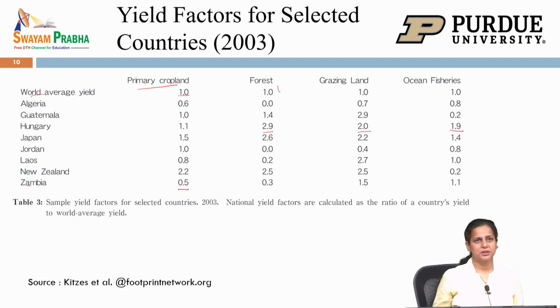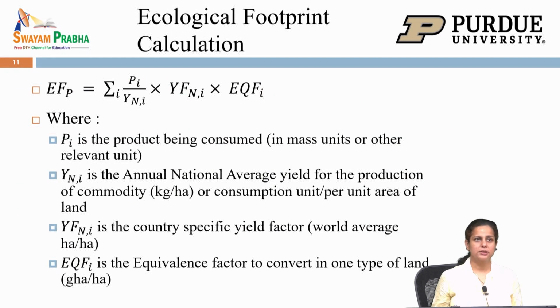With these two numbers in mind, the equivalence factor and yield factors, the ecological footprint calculation is a simple translation of these numbers. So, we start with the calculation of P_i, which is, let us say, the product that we are consuming in mass units or other relevant unit. It can be any resource input to your process as well. So, let us say we are making a bio-based chemical. So, any biomass we are putting as an input to the process can be our product. So, that is the product being consumed in mass unit or any other relevant unit.